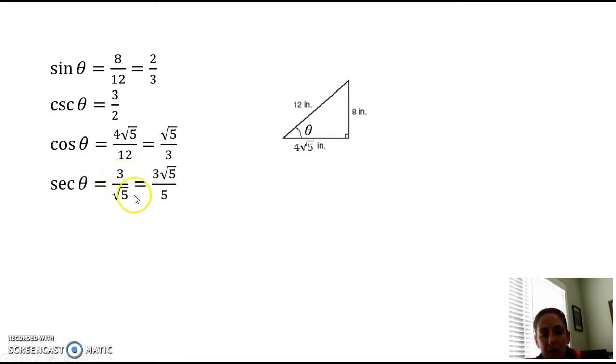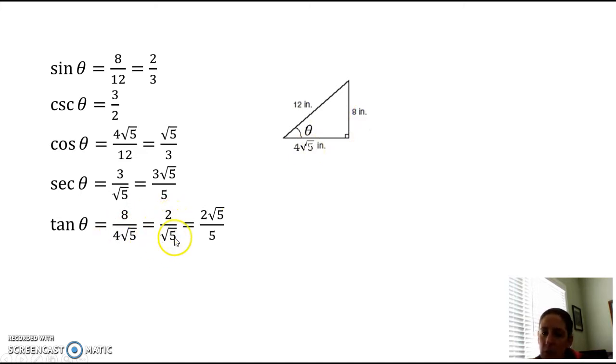But if you recall, we don't leave square roots in the bottom, so we have to rationalize. So we multiply the top and the bottom by the square root of 5 to get that the secant of this angle is actually 3 root 5 over 5. And then the tangent, which will be opposite over adjacent, would be 8 over 4 root 5. 8 over 4 reduces to 2.